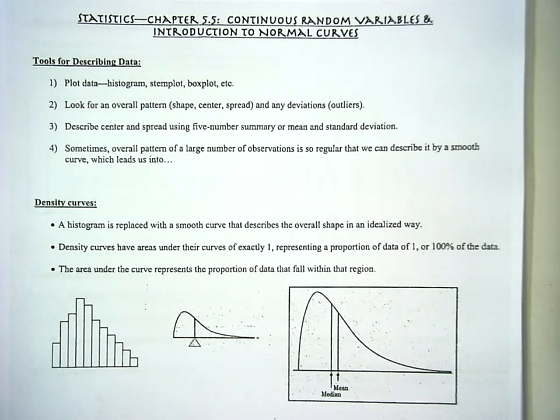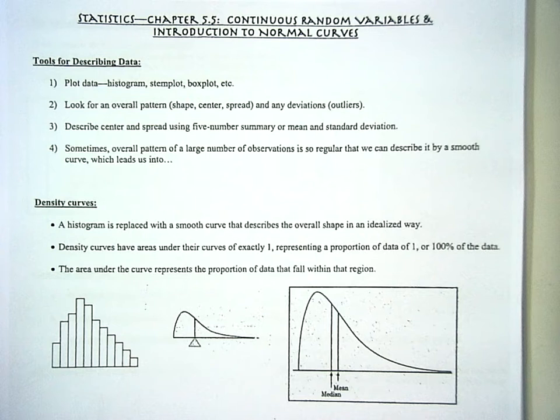So first, all I'm doing is just reminding you of some tools that we have to describe data. So we know to always make a picture, visualize our data, plot data. We know how to make a histogram, a stem plot, box plot, etc., all in our graphing calculator. We know that we're looking for some sort of pattern, some sort of shape to our data, so we can describe the shape. Is it skewed? Is it symmetric, etc.? We can talk about the center, right? We can call the center the mean, the median, the mode, and we can indicate how spread out our data is in relation to our center.